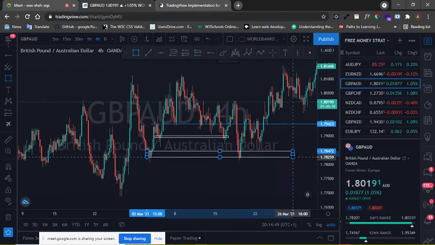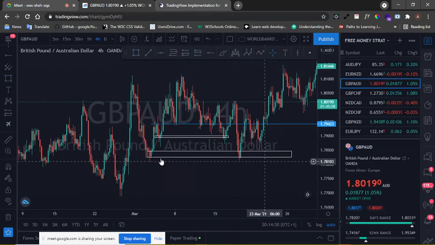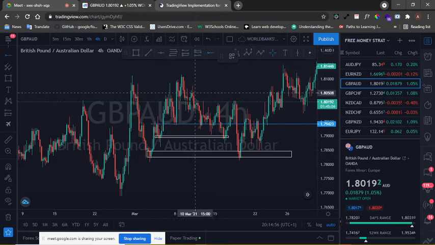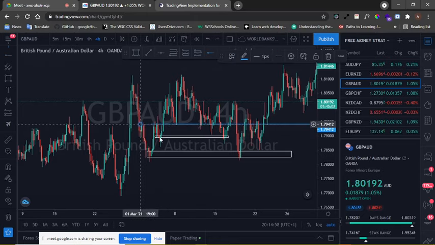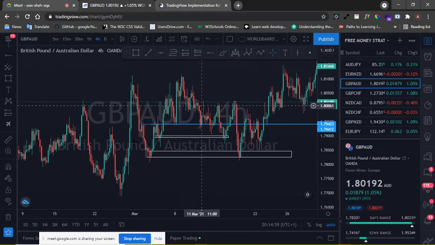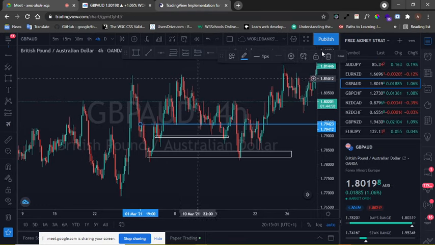Can you see? This is another order block, because there is a break of structure here also. There's also a break of structure here. So guys, that's what we call order blocks.